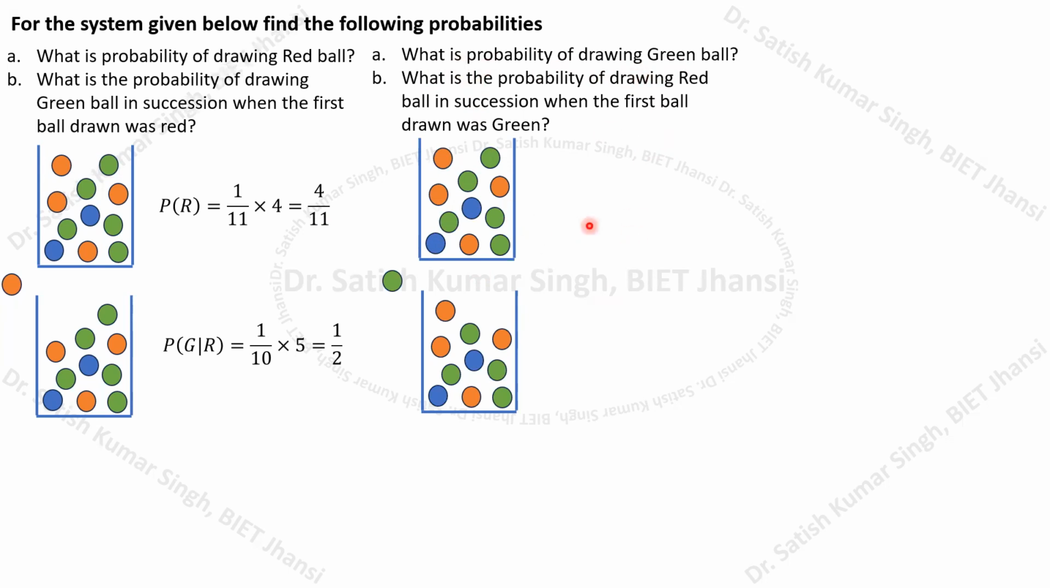Obviously, if you want to calculate the probability of drawing the green ball, this will be 5 by 11. Why is it 5 by 11? Because there are a total of 11 balls and there are 5 favorable outcomes. So 5 by 11 will be the probability of drawing the green ball. Now we want to calculate the probability of drawing a red ball in succession when the first drawn ball was green. So I'm just conducting this experiment in reverse order.